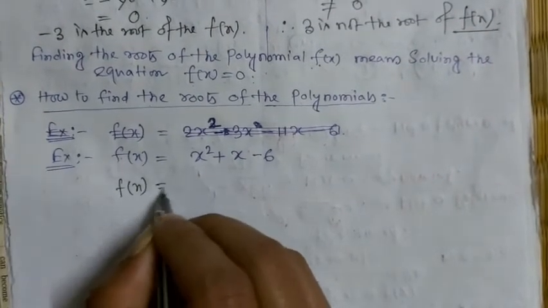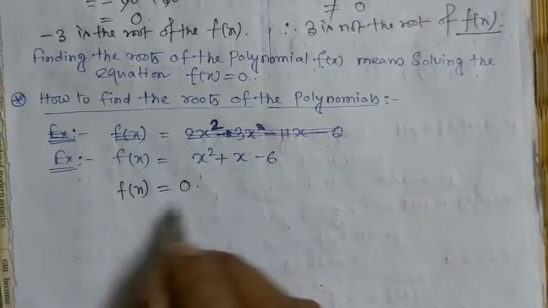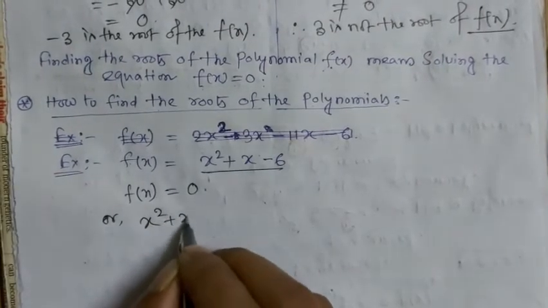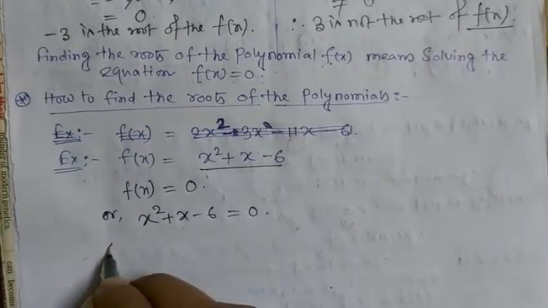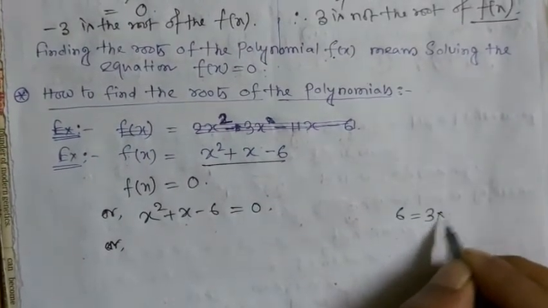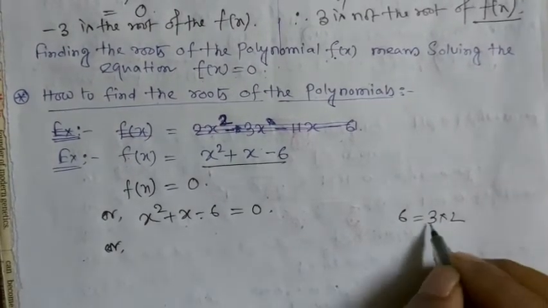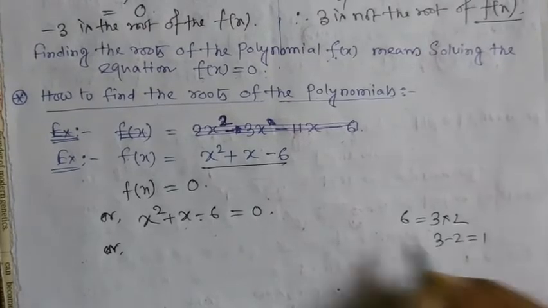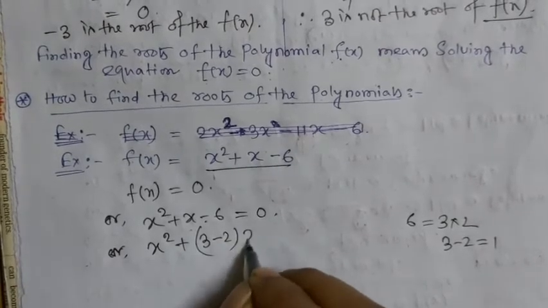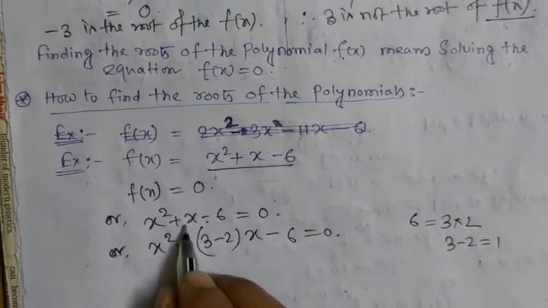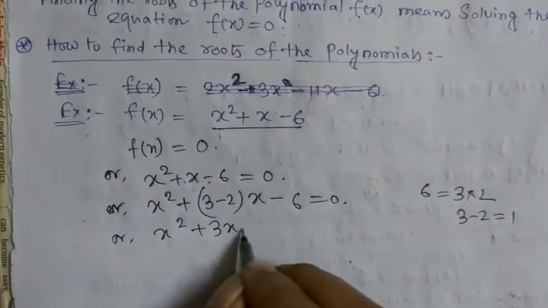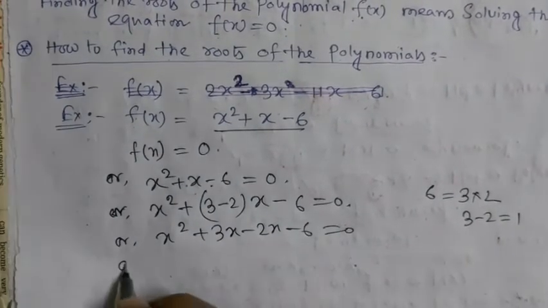So we have to solve f(x) equal to 0, that is, x square plus x minus 6 equal to 0. Using the middle term factor, 6 we can write as 3 into 2, and since the sign is minus we subtract: 3 minus 2 gives 1. So x square plus 3 minus 2 into x minus 6 equal to 0. In place of 1 we write 3 minus 2, or x square plus 3x minus 2x minus 6 equal to 0.